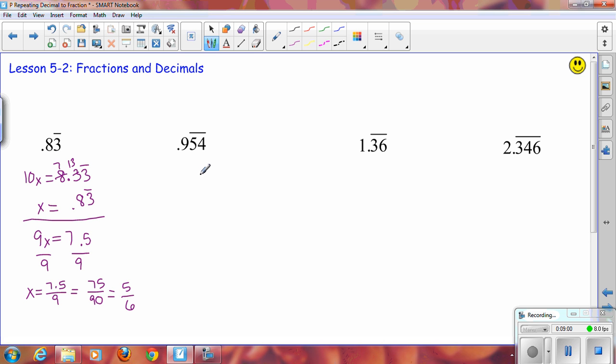Okay? I want you to try this one. Okay? So go ahead and press pause and work it out on your own paper. Then press play to see how you did.